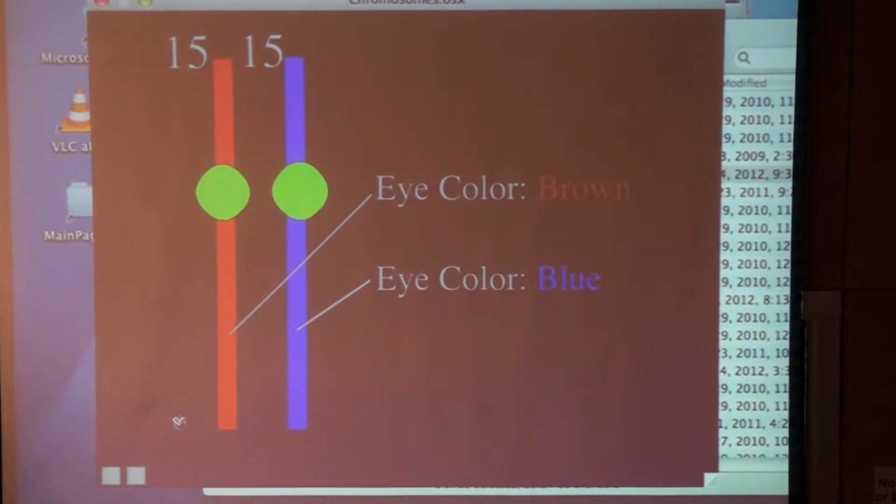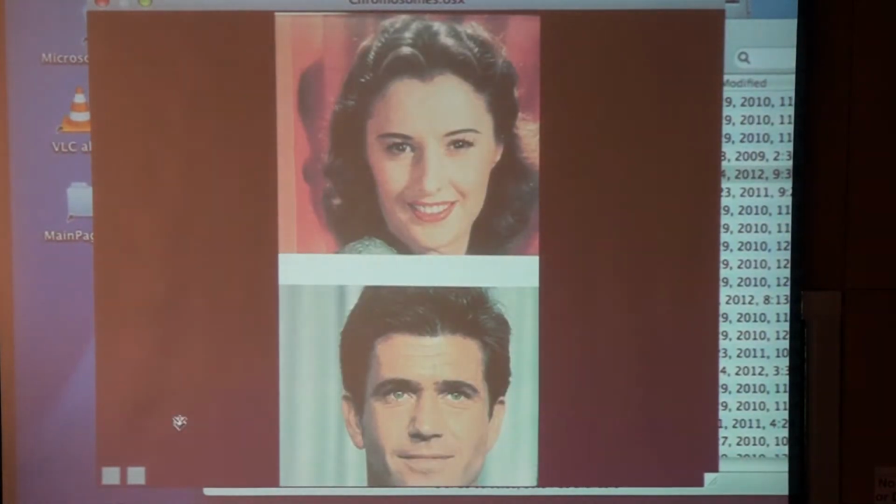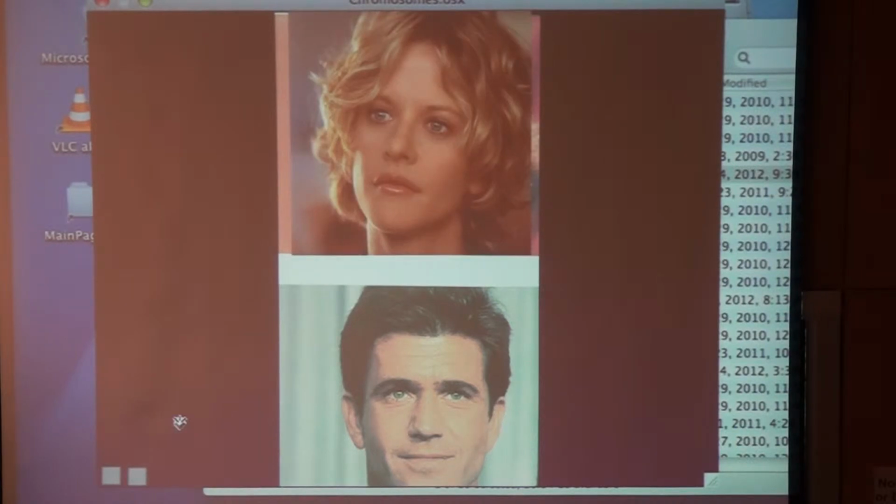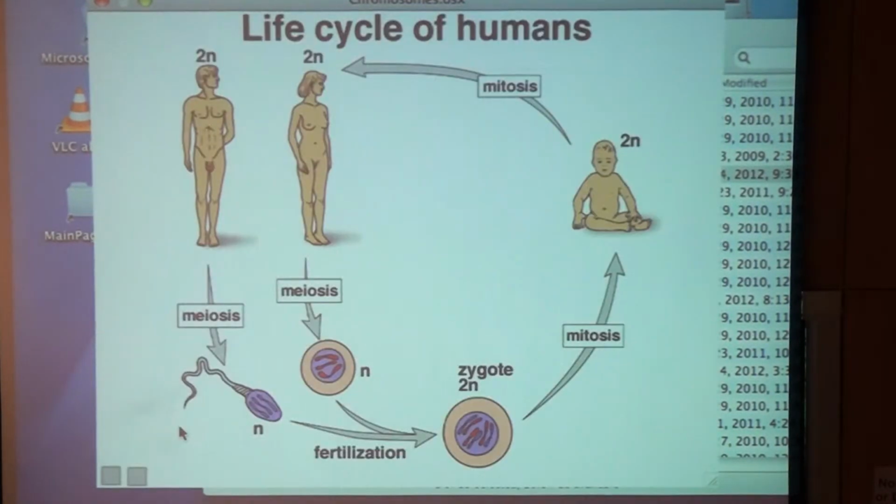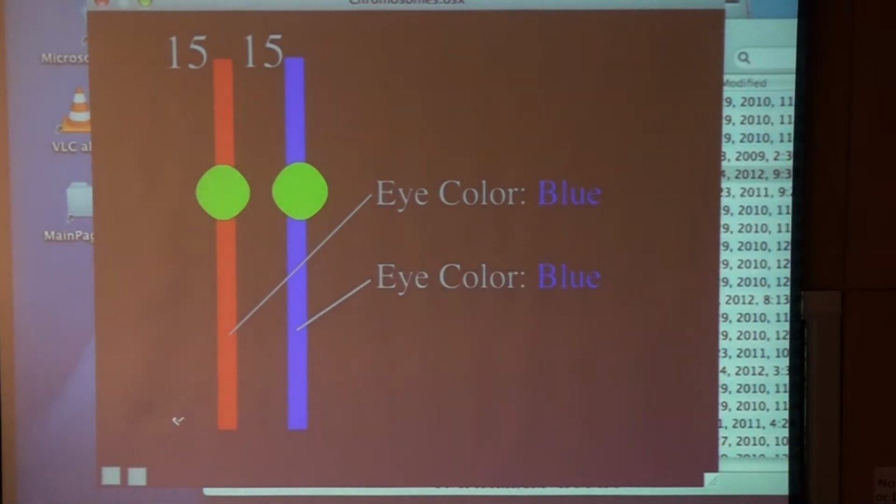Hetero meaning different. Now, let's say instead of Mel and Barbara, your parents were Mel and Meg Ryan. Well, they both have blue eyes, and so you would get the blue-eyed allele from both your parents. Like that, and in that case, you're said to be homozygous for that gene if you have the exact same allele for it. And obviously, in this case, you would have blue eyes because that's the only allele that you got.